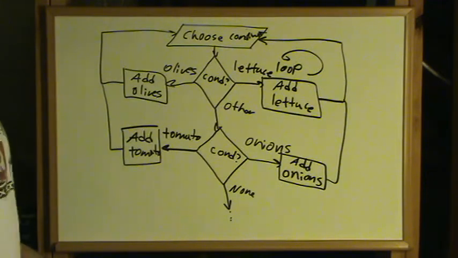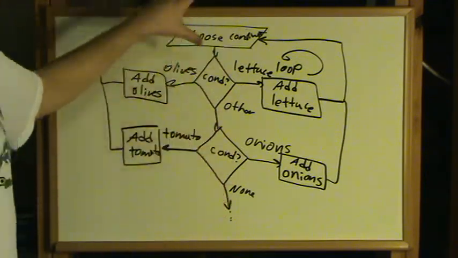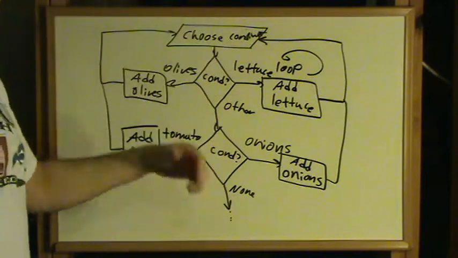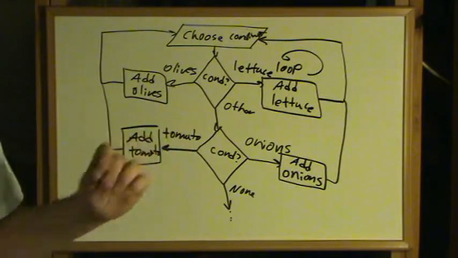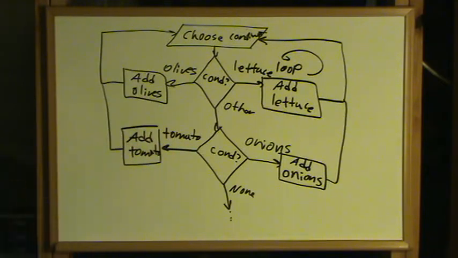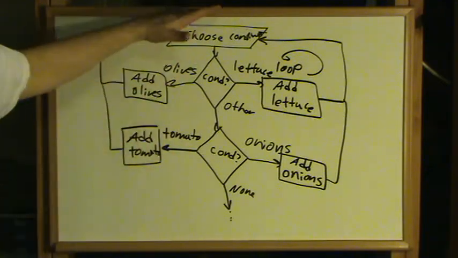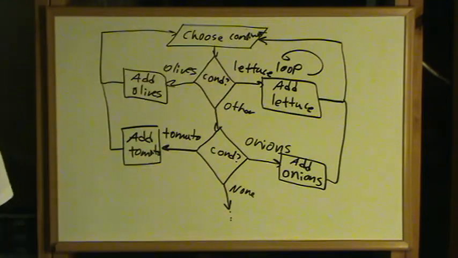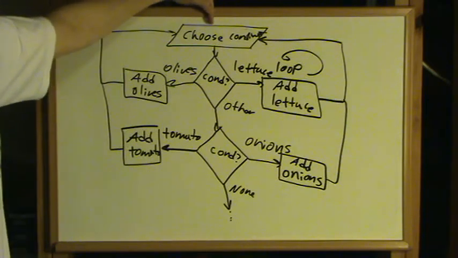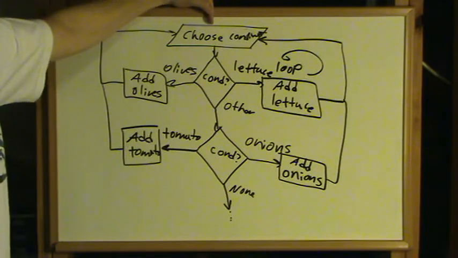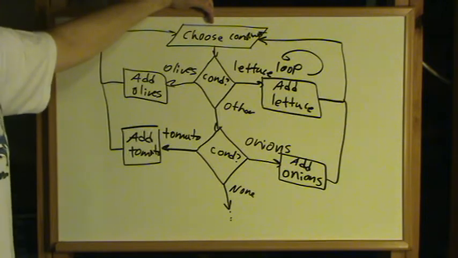Now the cool thing about this, a benefit to doing it this way versus the other way, where you ask, do you want lettuce? Yes or no. Do you want onions? Yes or no. Do you want olives? Yes or no. Is now you can build the sandwich in any order. So somebody comes along, they ask, choose your condiment. We'll say, my choice is onions.